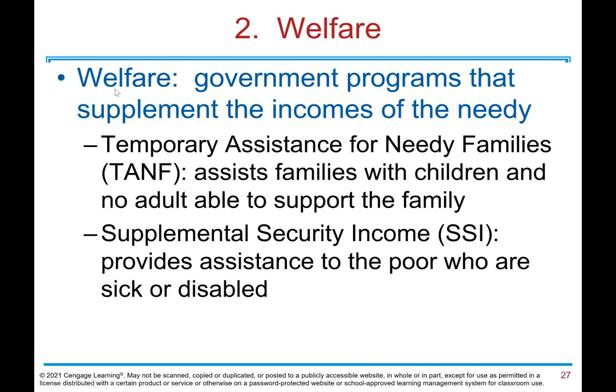Welfare. Welfare is a government program that supplements the incomes of the needy. Temporary Assistance for Needy Families, TANF, assists families with children and no adult able to support the family. Supplemental Security Income, SSI, provides assistance to the poor who are sick or disabled.